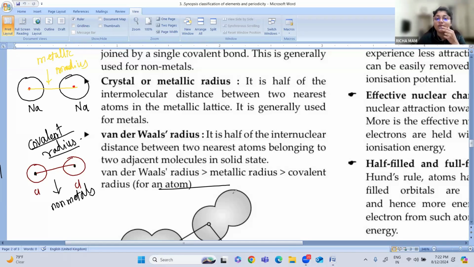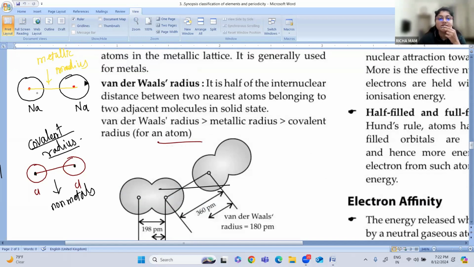Next is van der Waals radius. What is the van der Waals radius? Let me explain. Van der Waals radius is the internuclear distance between the two nearest atoms belonging to the two adjacent molecules in the solid state. Now, this is between the two molecules.